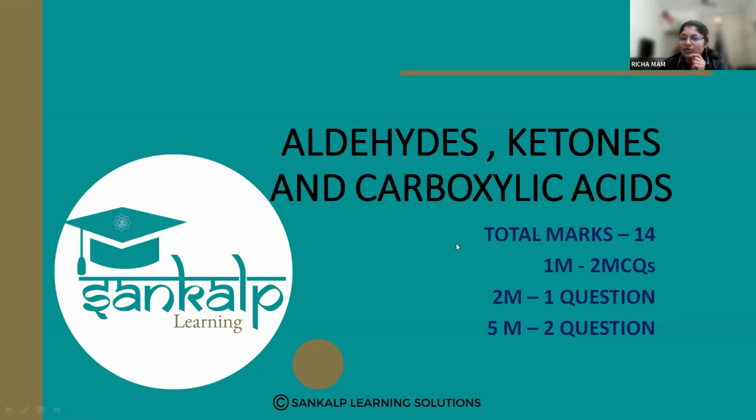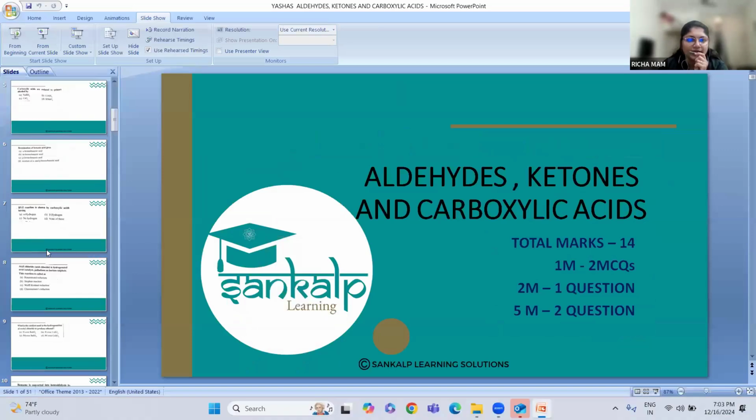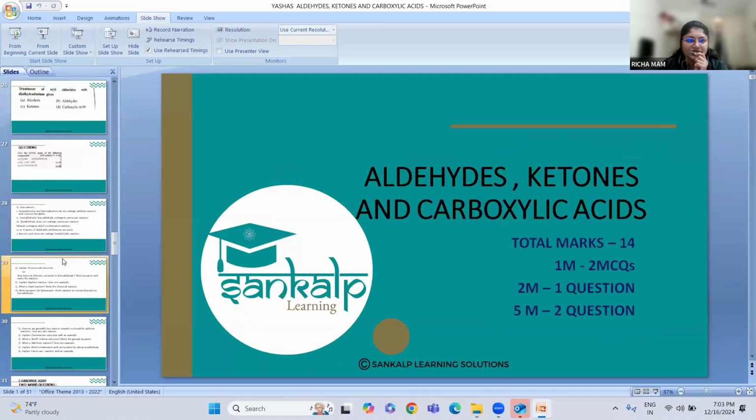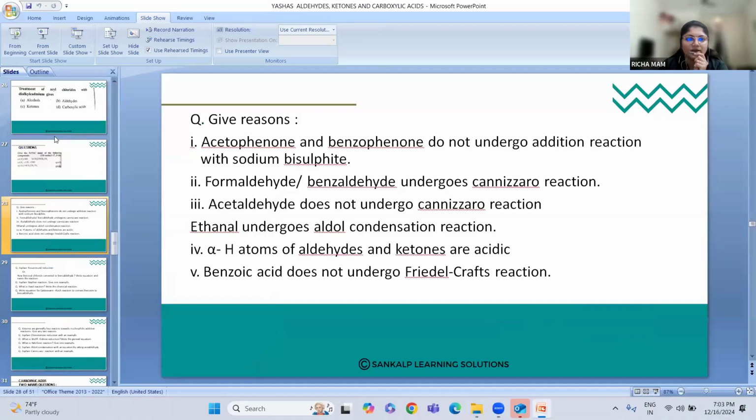Out of 14 marks, 1-mark MCQs will be asked, 2-mark 1 question and 5-mark 2 questions. As you know, in chemistry, a 5-mark question is not asked directly. It can be divided as 2 plus 2 plus 1, or it can be asked as 3 plus 2. In the last class we completed MCQs, so today let us start with the 2-mark questions.